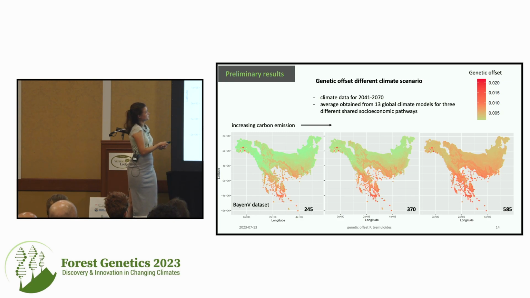And you can see the darker the color is, the higher the genomic offset. And we use different scenarios, from the best one to the worst, again on the example of the BioInf data set. And you can see, yeah, that with the worst scenario, we have a higher genomic offset. And what I also find surprising is that we have these really dark spots in Alaska.